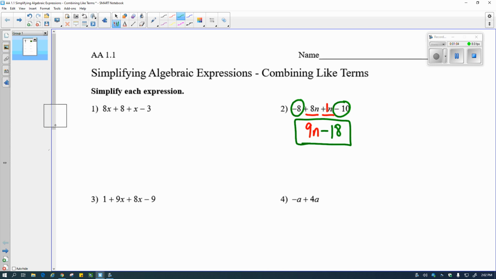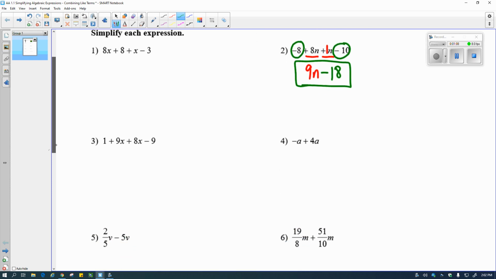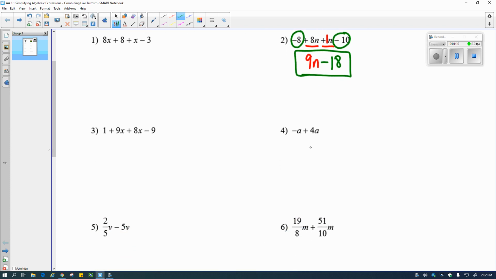So the next one is similar in that it has the letters involved, but I just want to point out the sign issue. If it's a minus, we almost treat it like it's a negative. So in that previous one, we could have written that as 9n plus negative 18, but this is the preferred answer instead of having the double signs of the plus negative.